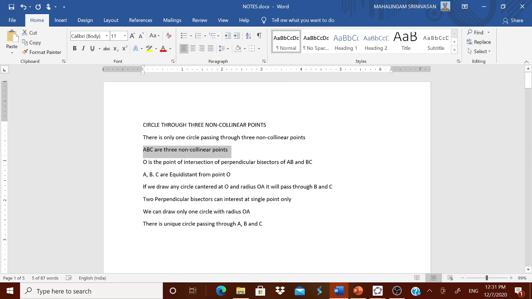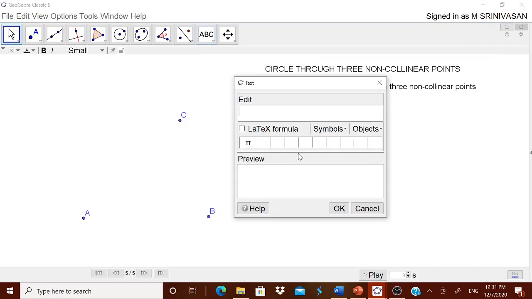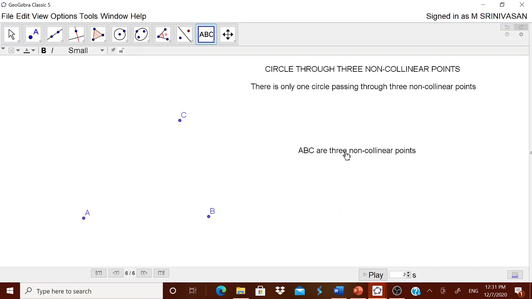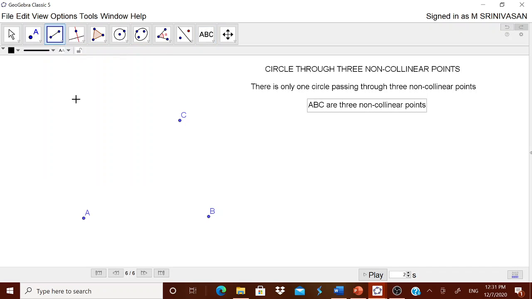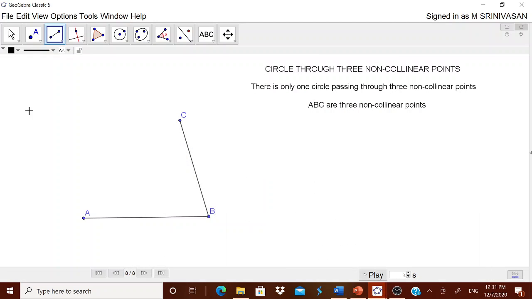The child can understand why they are non-collinear. You can ask the question to them also, because all of them don't lie on the same line. Either A and B will lie, or B and C lie, or A and C lie. Therefore, it is there. Okay, now let us try to join this A and B. Sorry, okay, again go to this segment. You join B and C. Okay, and now we will go for the perpendicular bisectors.